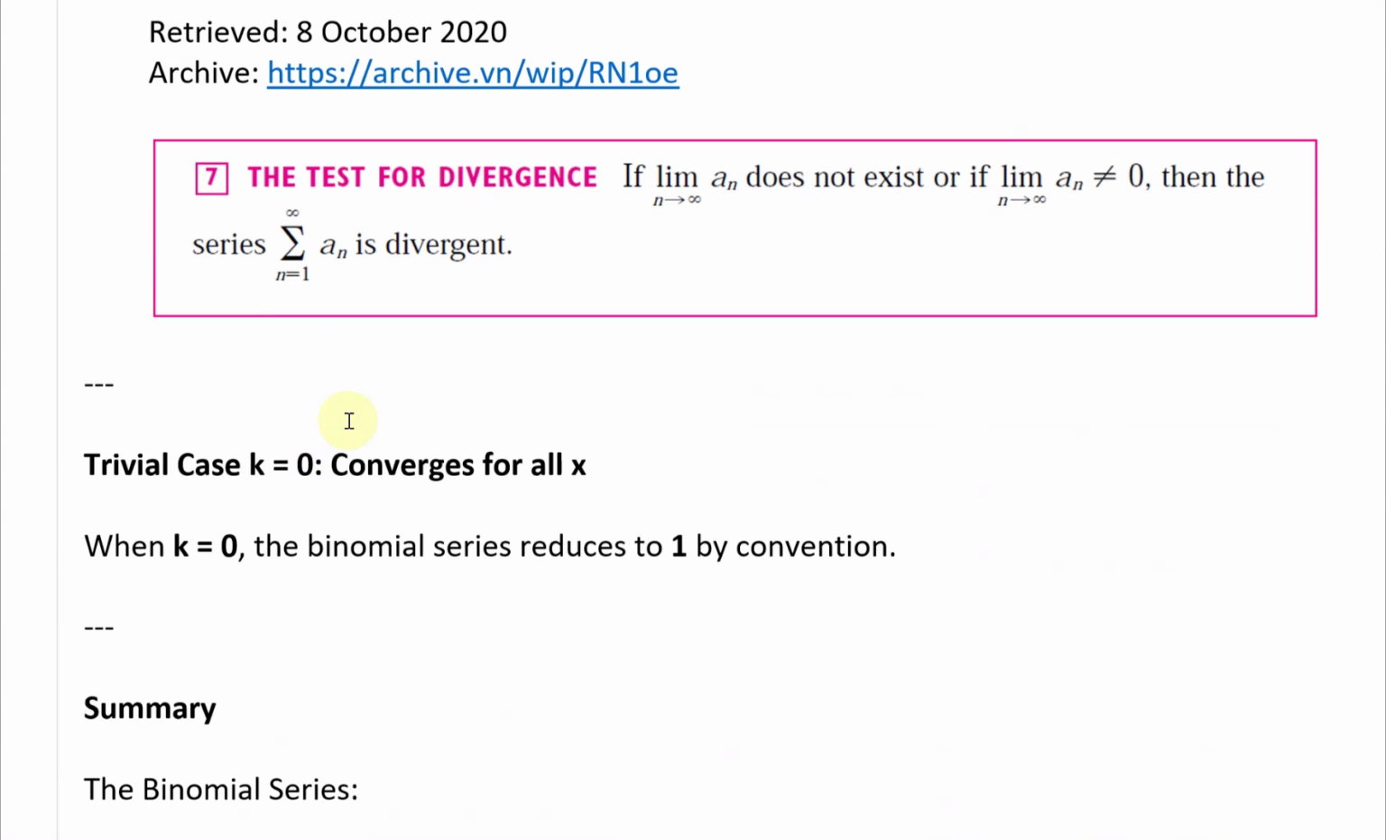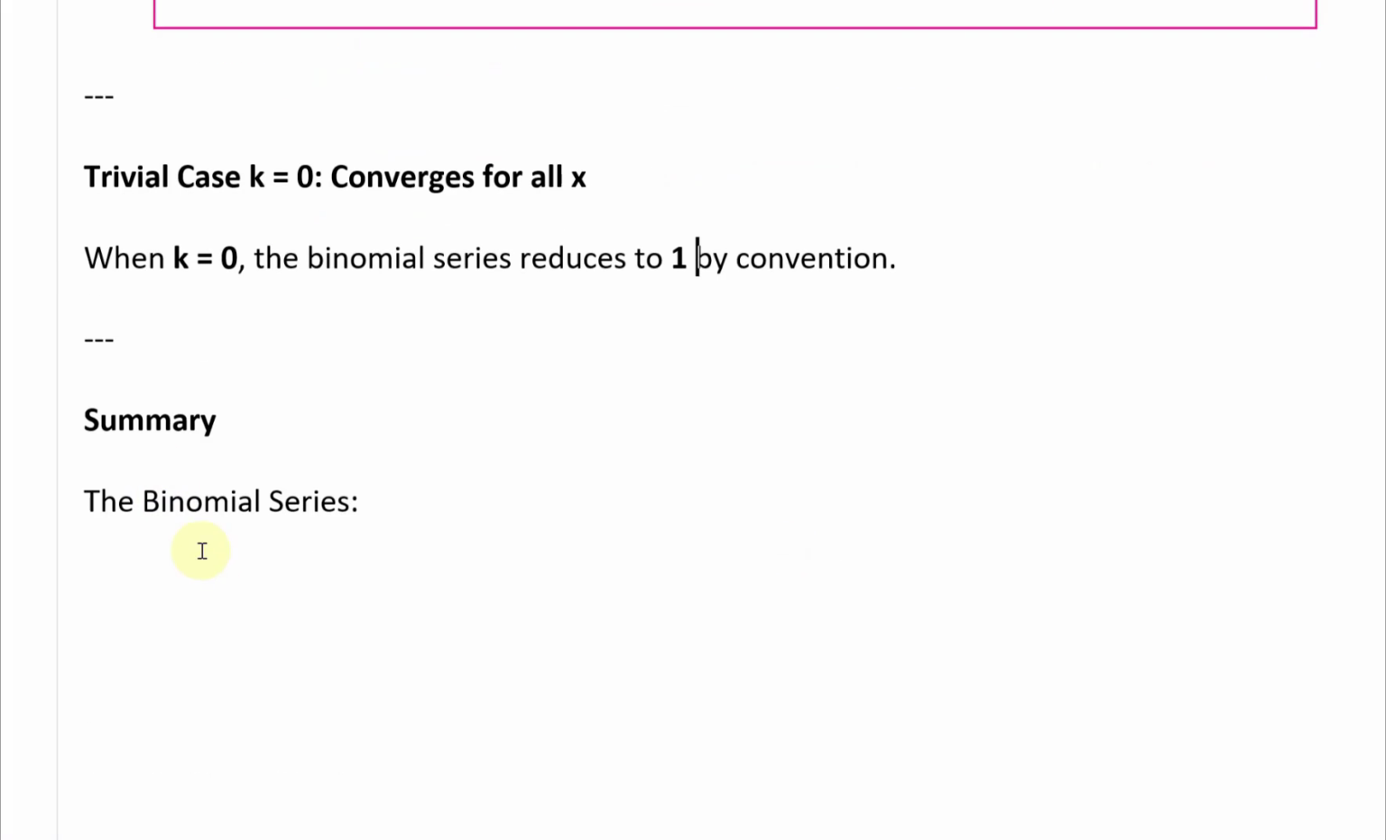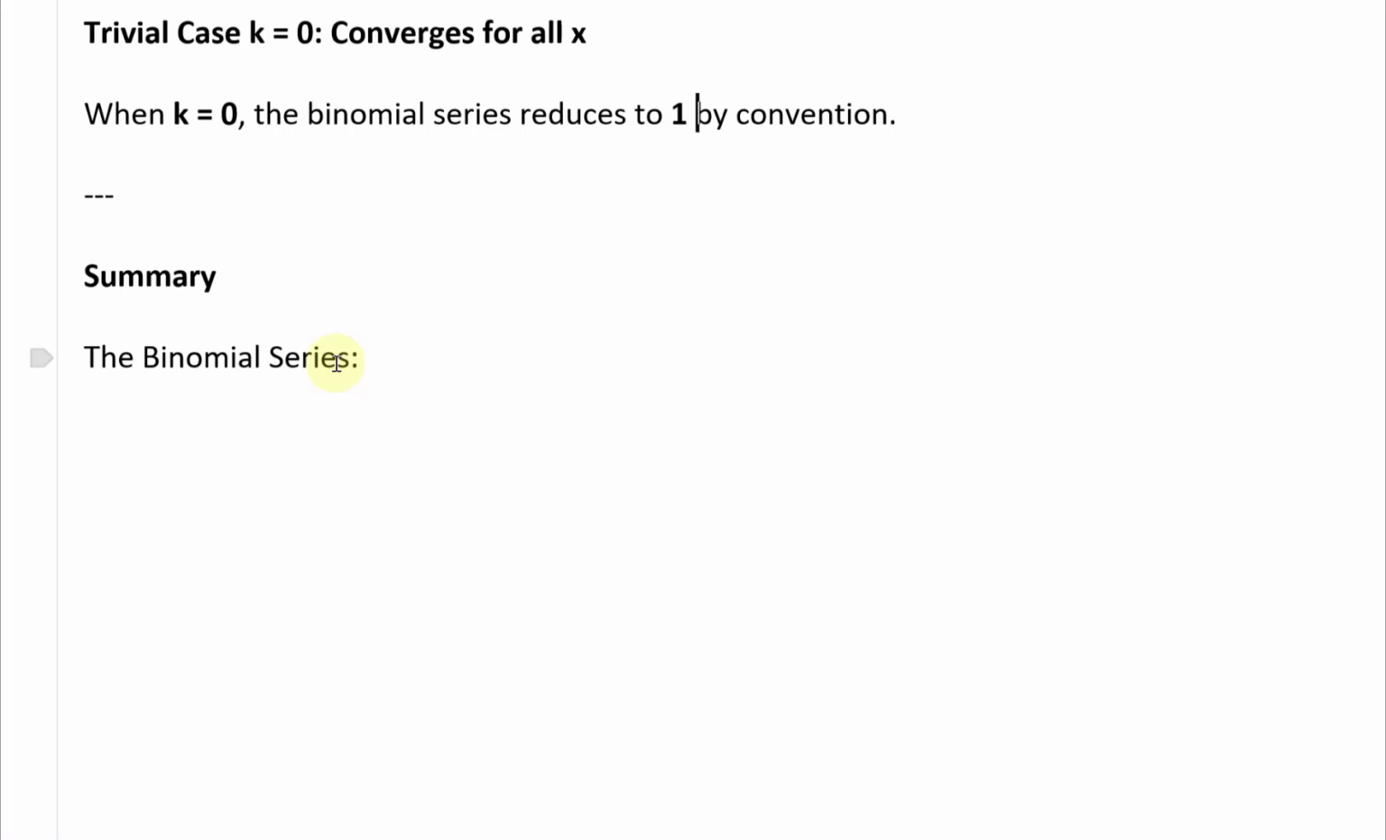Let's keep going further. So the trivial case is when k equals 0, it converges for all x. When k equals 0, the binomial series reduces to 1 by convention. And I'll show that here in the summary. You could just see that when you plug in k equals 0, everything just vanishes. All you're left with is the initial 1. So anyway, this is a summary to summarize everything.